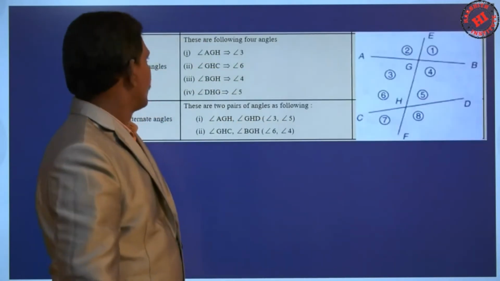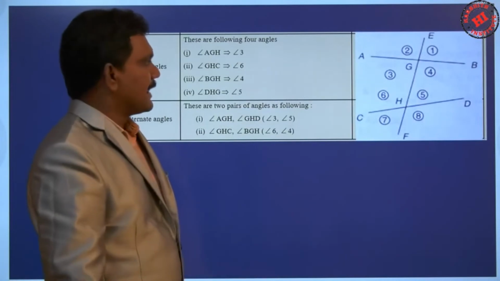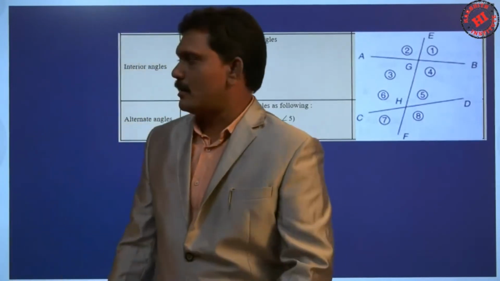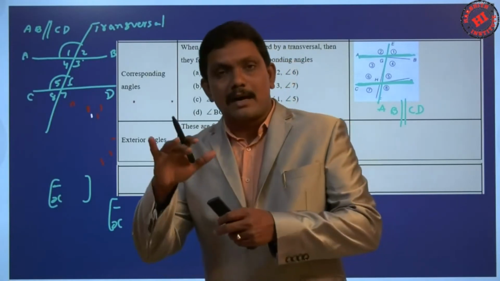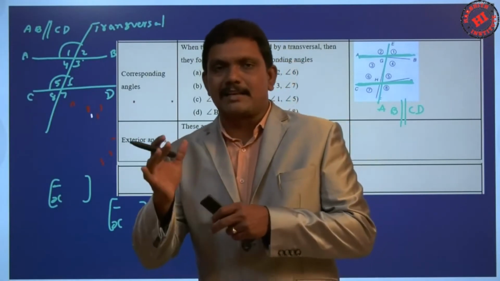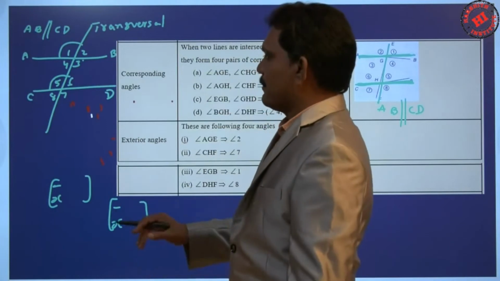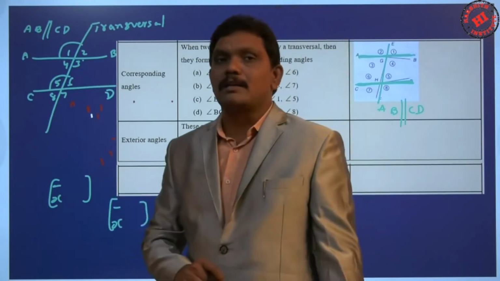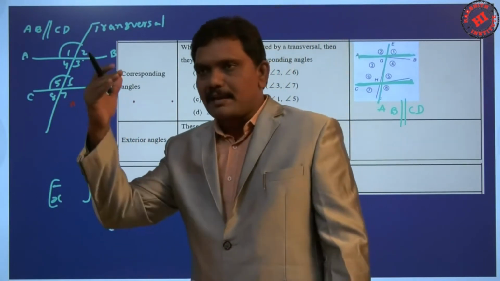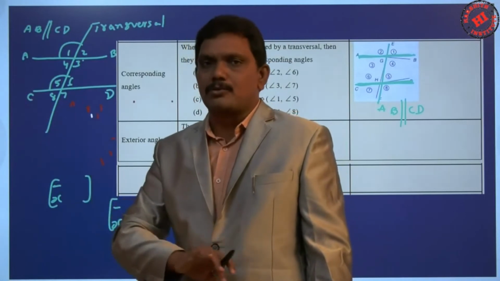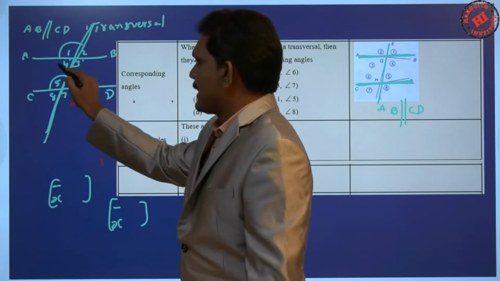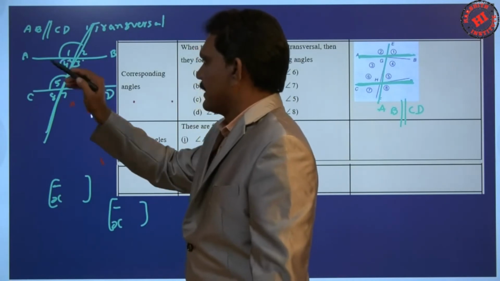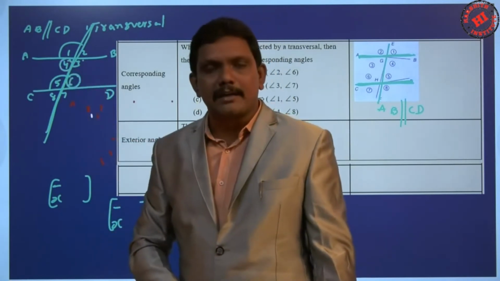Next we observe alternate angles. Which angles are called alternate angles? The angles which are on either side of the transversal. For example, let's take one pair. One angle belongs to the left side, the other angle belongs to the right side. This is the transversal, right? Angle 4 and angle 7 are called alternate angles.